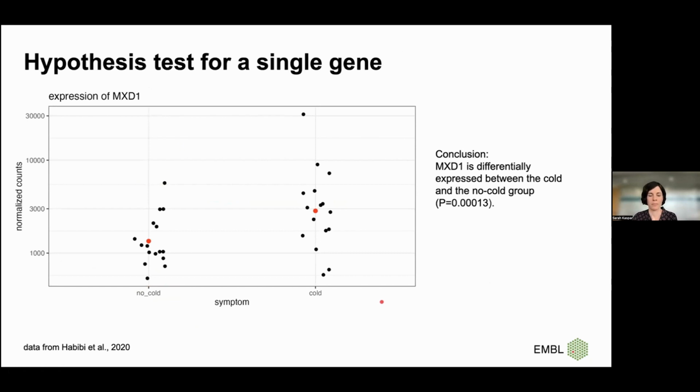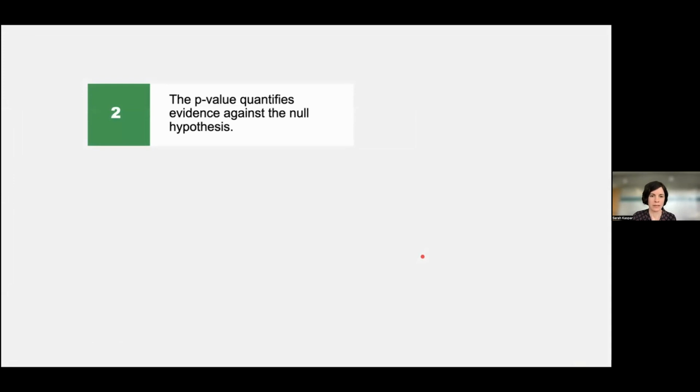Okay, if we apply this procedure to the gene that I'm showing you here, we would get a p-value that is really low, 0.00013. So our conclusion would look something like that. We could say the gene MXD1 is differentially expressed between the cold and the no cold group with a very low p-value. And this brings me to the second lesson, which is really my favorite intuition for the p-value. The p-value quantifies evidence against the null hypothesis. This is how I think of the p-value.